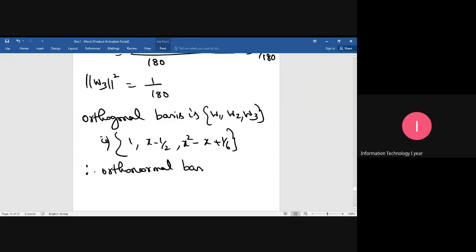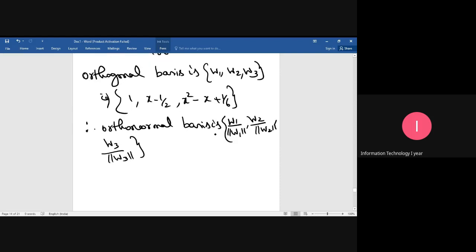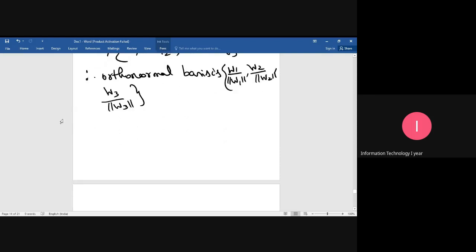For the orthonormal basis, what is the formula? W1 by norm W1, W2 by norm W2, then W3 by norm W3. So this is the orthonormal basis. We calculated norm W1 square, norm W2 square and norm W3 square. So here we need norm W1, norm W2, everything. Therefore here take it as square root. Okay, so the orthonormal basis is actually 1 divided by norm W1, which is 1 only.